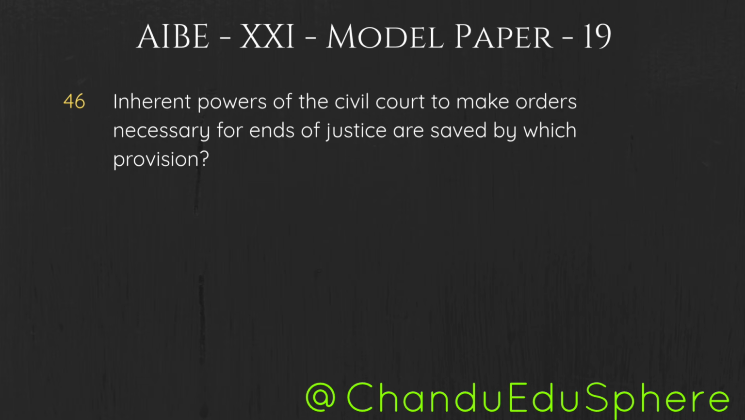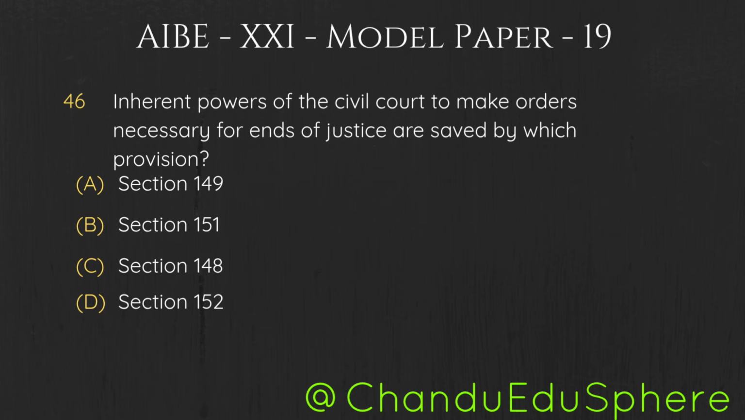Inherent powers of the civil court to make orders necessary for ends of justice are saved by which provision? Section 151 of the CPC saves the inherent powers of the civil court to make such orders as may be necessary for the ends of justice or to prevent abuse of the process of the court.